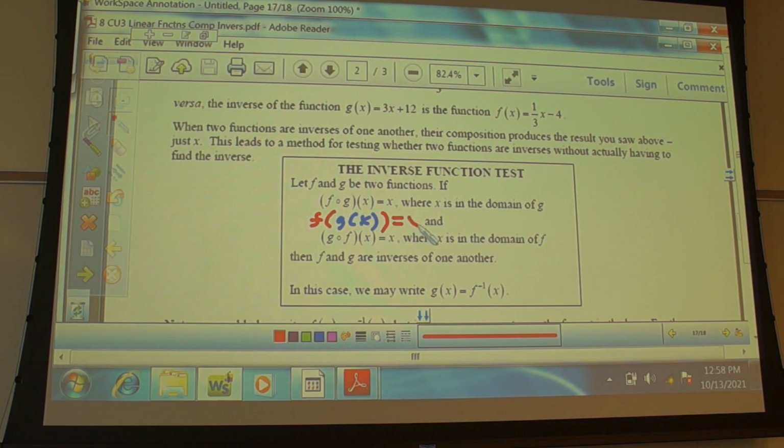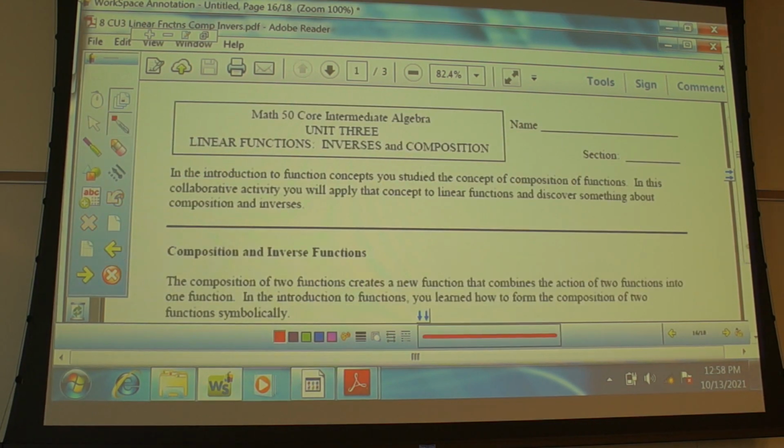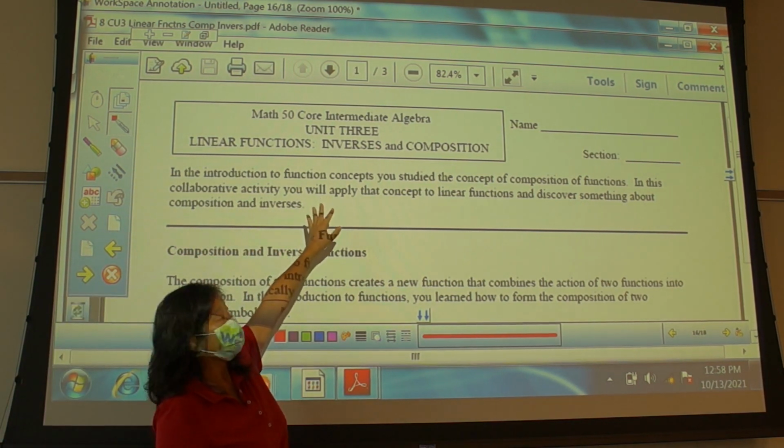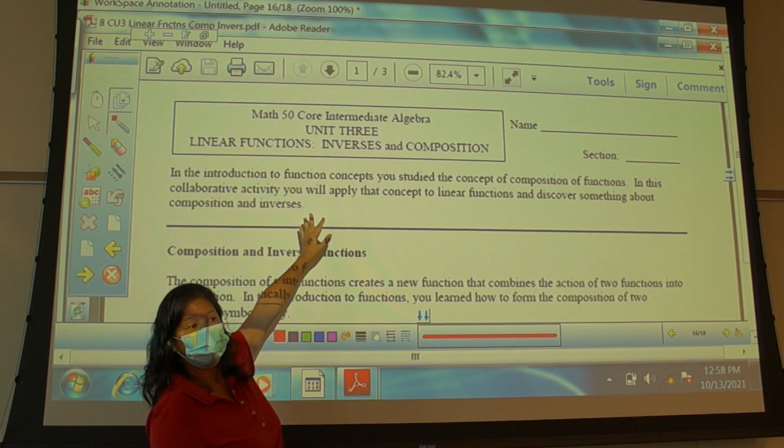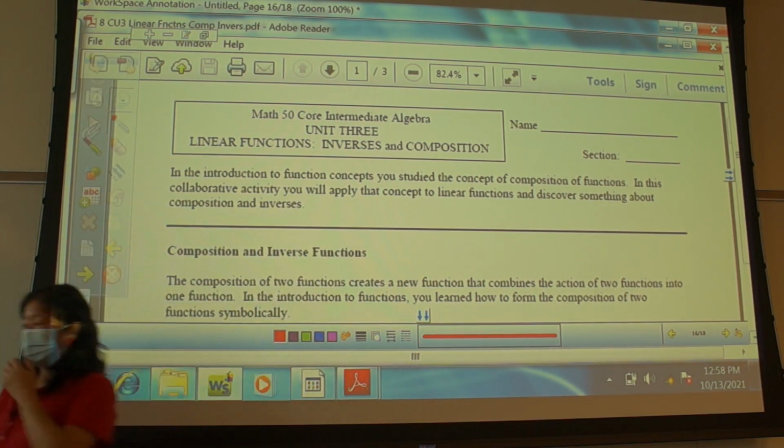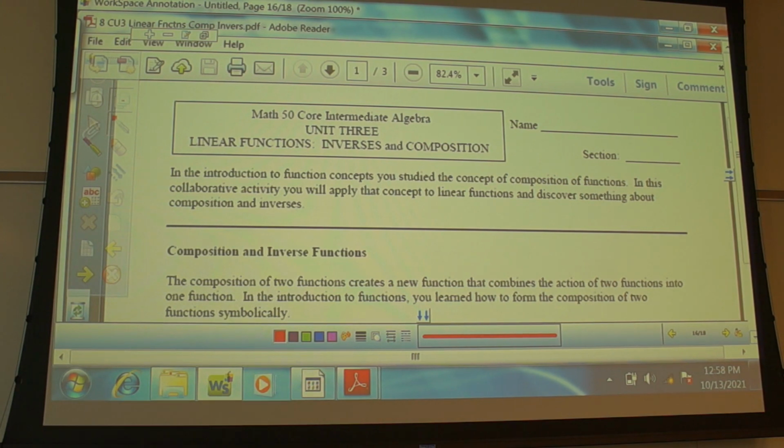What's the name of this one? It's called linear functions, inverse and composition. This is the last thing we worked on last class. Looks like this. So pull this one out. Okay, so yeah. Yes. I think it's... Okay. Oops, my bad. All right, everybody have this?